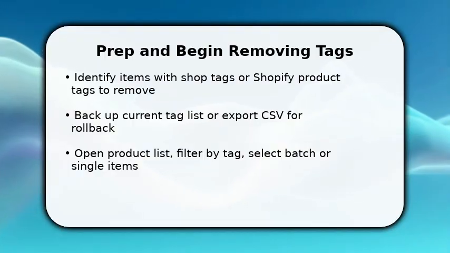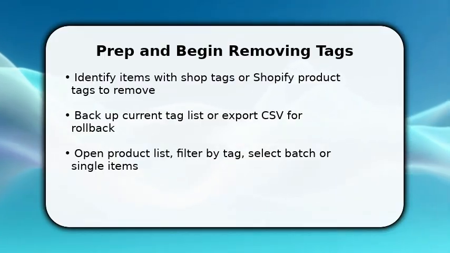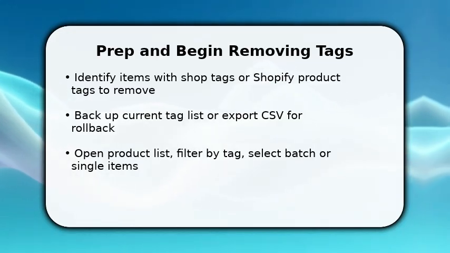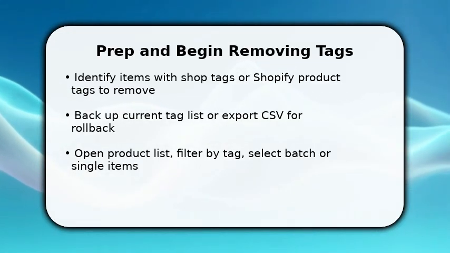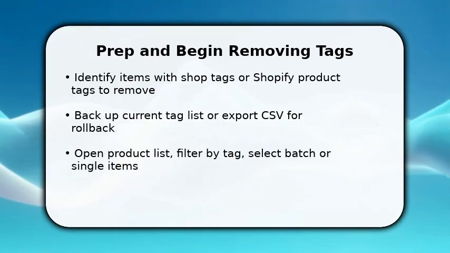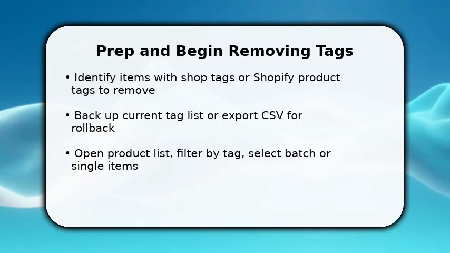You start by confirming which shop tags you will remove and why: security, cleanup, or reclassification. Once done, export a CSV or snapshot so you can undo changes if needed. Next, filter the product list by the tag name and select the items you'll edit. Make sure to work in a staging view if available. This prevents accidental live changes.